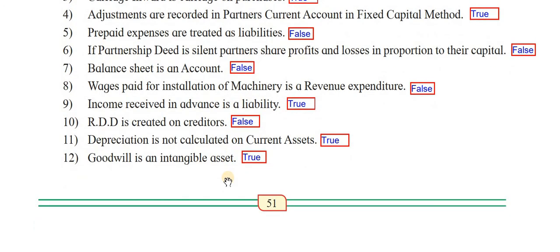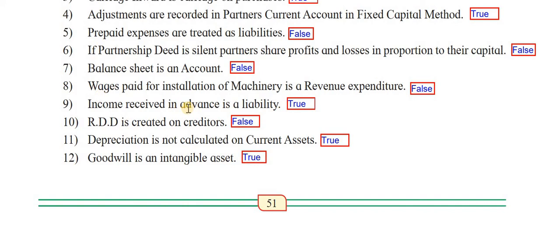Totally wrong. It's a false statement, students, because balance sheet is a statement. हमेशा हमने देखा है, statement, balance sheet, statement as per or for the year end. So balance sheet is not an account, it is a statement. 8th is wages paid for installation of machinery is a revenue expenditure. Totally wrong, because wages जो पे किए जाते हैं, installation of machinery is an asset, right?